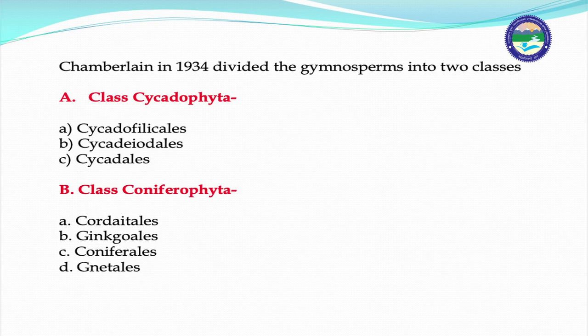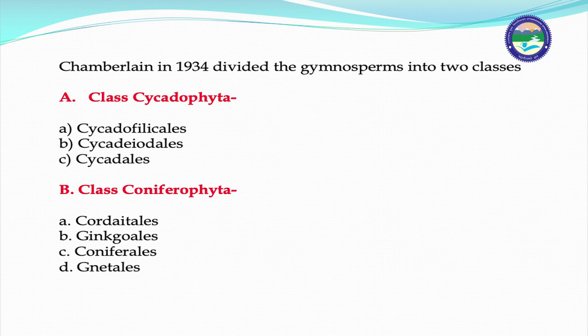However, Chamberlain in 1934 divided the Gymnosperms into two classes, which were further divided into orders with their respective characters, such as class Cycadophyta. This class includes three orders. The first one is Cycadofilicales, which includes extinct forms and fossils. Then Cycadeoidales, which includes both living and fossil forms, and Cycadales, which includes both living and fossil forms.